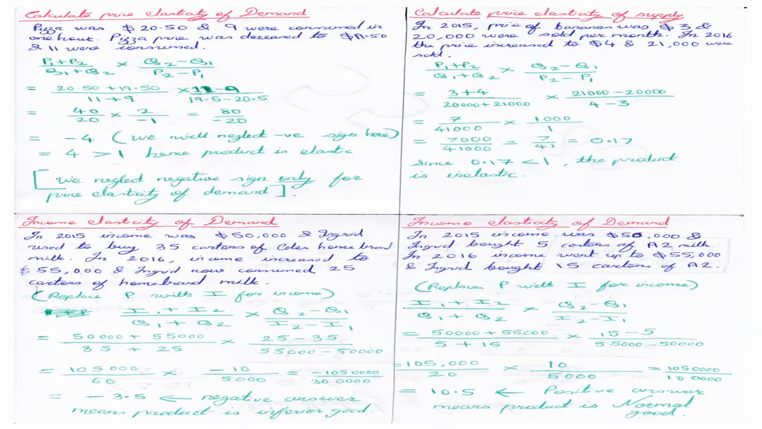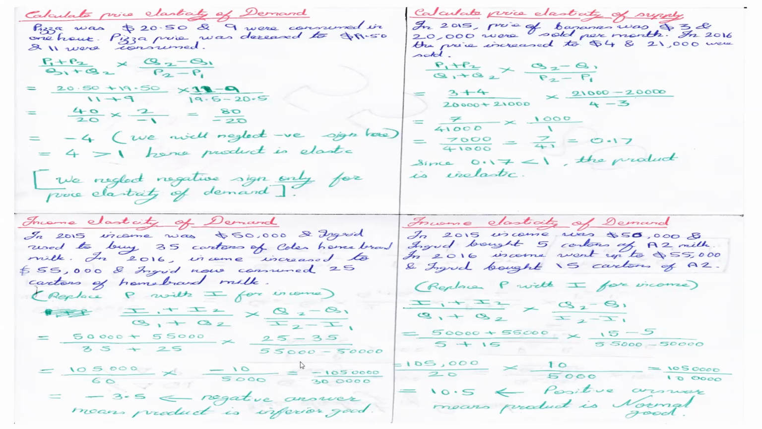Check what's the income elasticity of demand and tell me what type of good it is. So here, once again, we throw in the incomes, the I's. I stands for income, so that is 50,000 and 55,000. The quantities are 35 cartons of milk and 25 cartons of milk. Throw in the numbers, look at the formula.